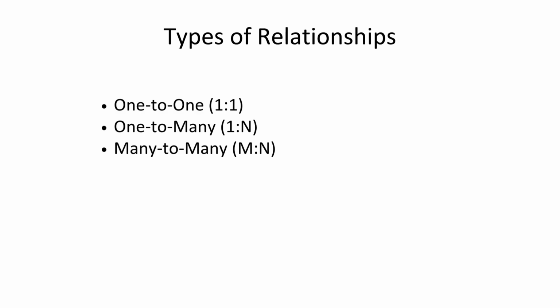Types of relationships. There are three types: one to one, one to many, many to many. One to one. Example: each employee has one badge. One to many. Example: a teacher teaches many students. Many to many. Example: students enroll in many courses. These affect how we structure foreign keys in tables.